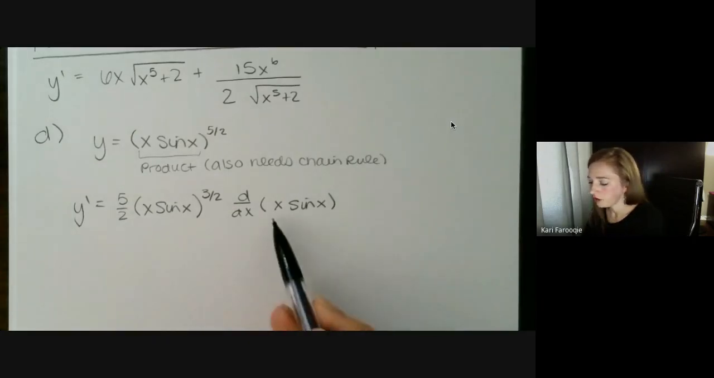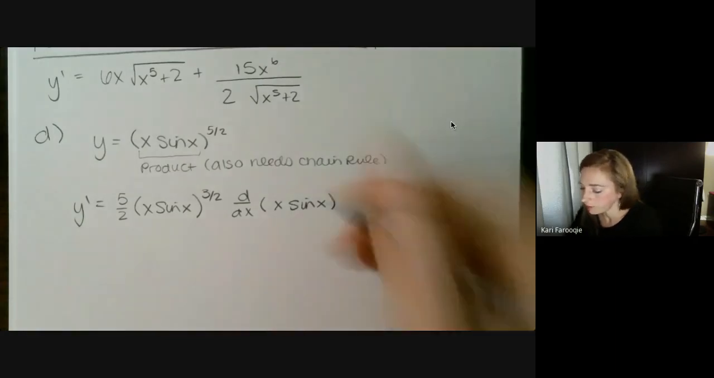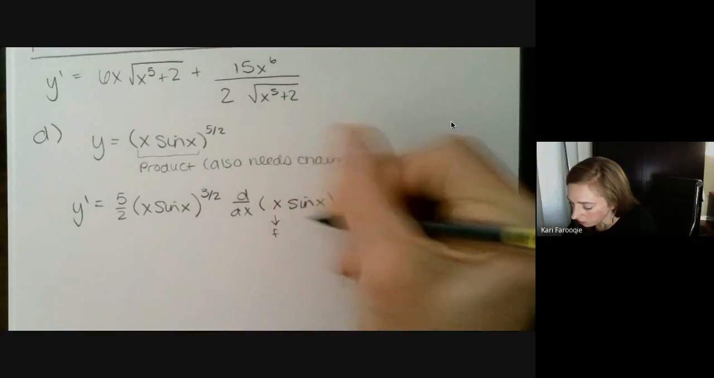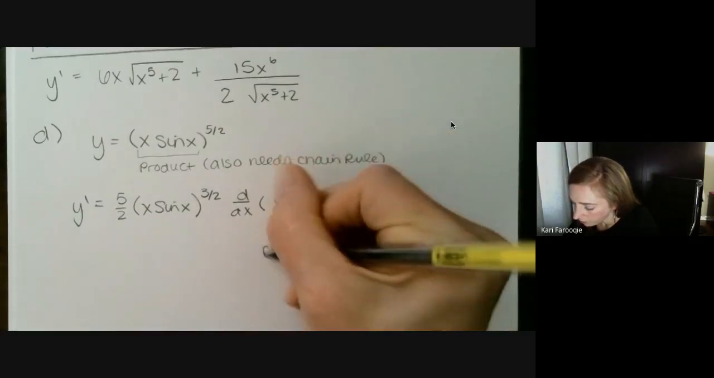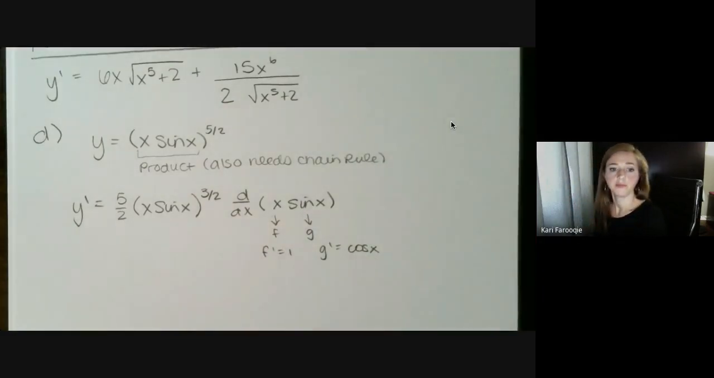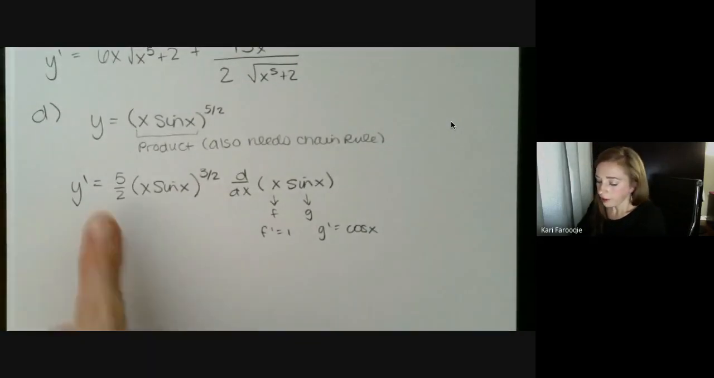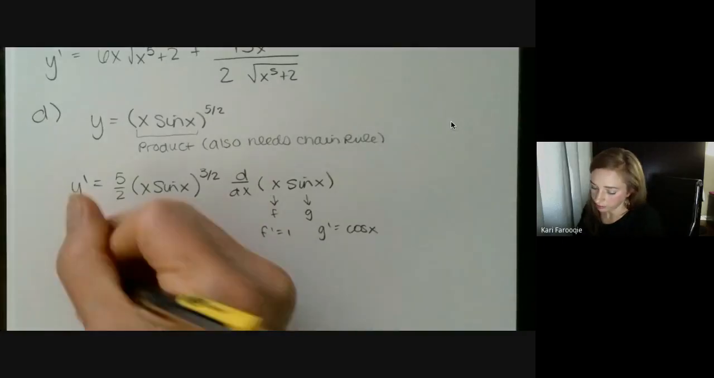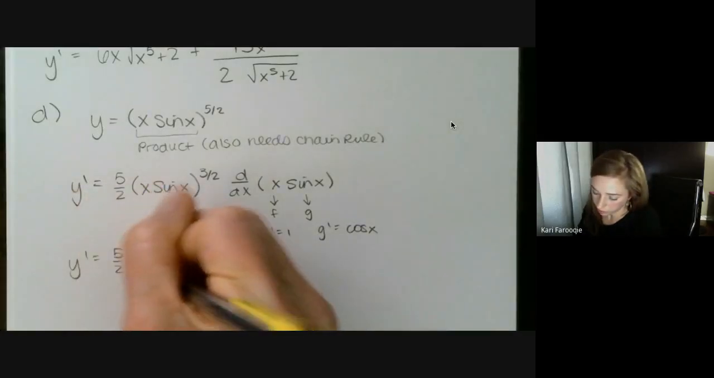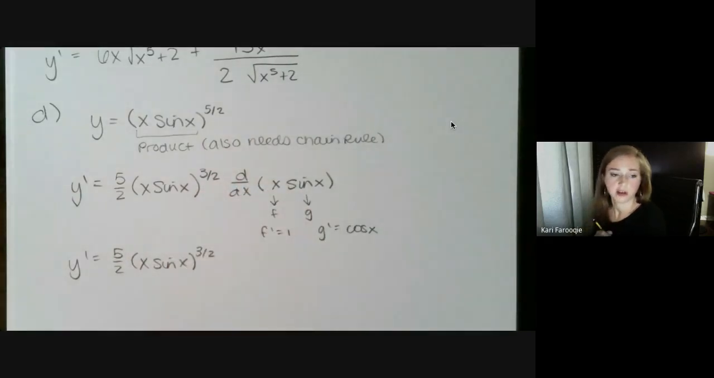Wonderful. So now we're going to take the derivative of x times the sine of x. And this is where the product rule comes in. So if you want to think of this guy as f and sine of x as g, f prime is 1, g prime is cosine x. Now the first factor we're going to leave alone. We don't need to do anything to it. So it's going to stay 5/2 times x sine x to the 3/2.